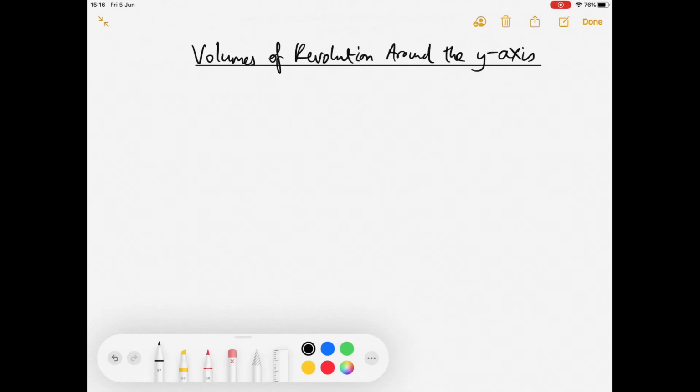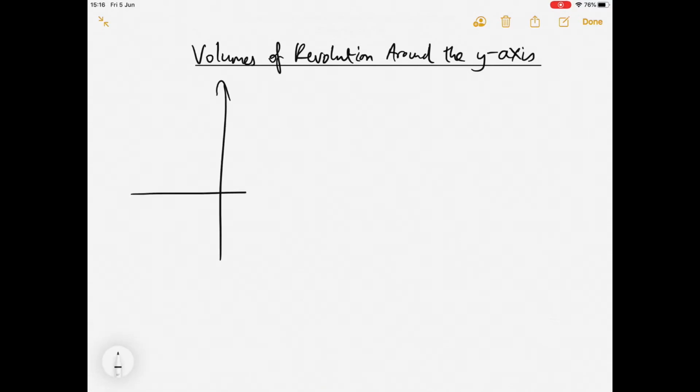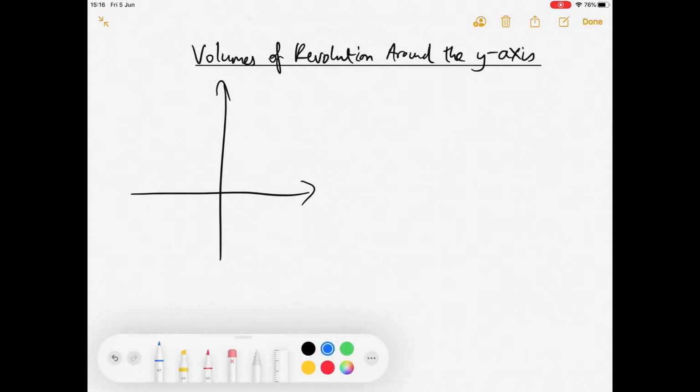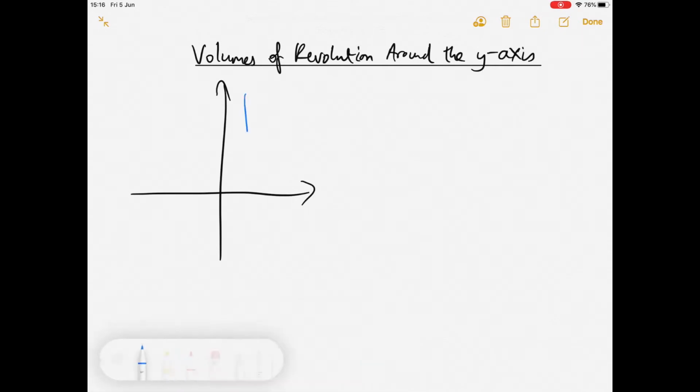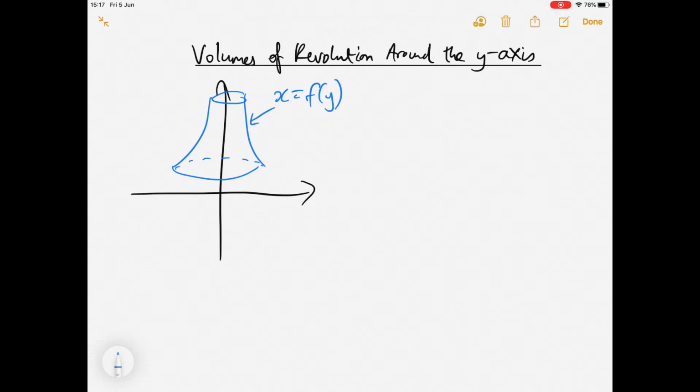Okay, so now we're moving on to volumes of revolution around the y-axis. So the difference is now we have some sort of curve, maybe like this, that we're rotating around the y-axis to form some sort of 3D shape like this. And we're going to consider curves of the form x equals f of y.